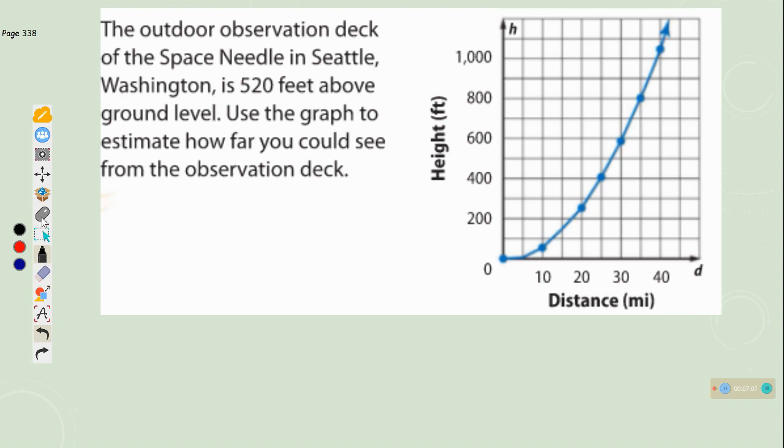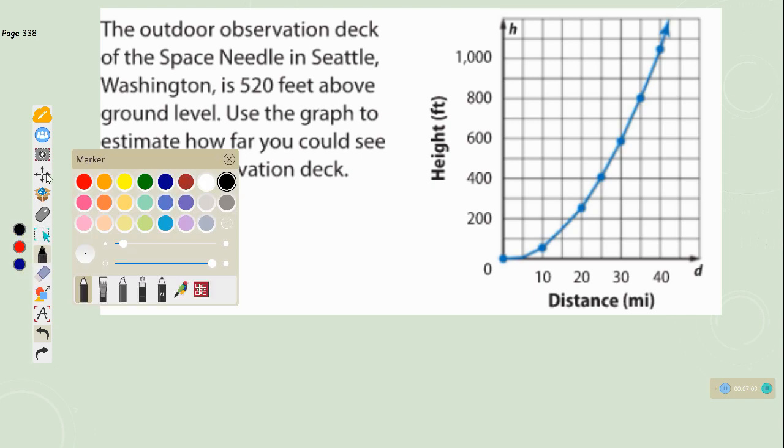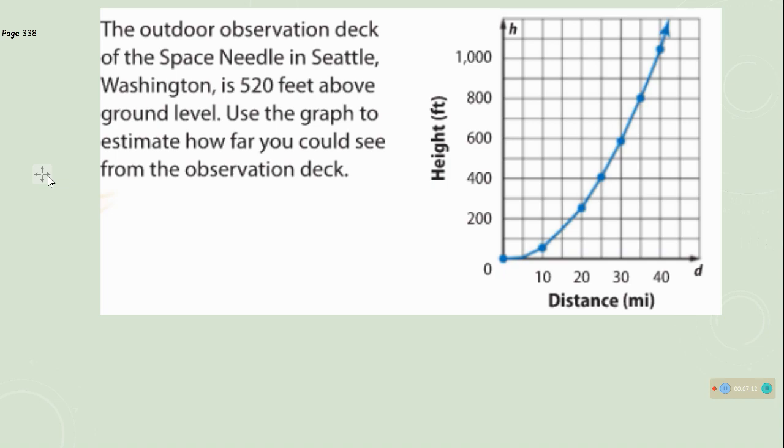So let's do another example. This one is on page 338. The outdoor observation deck of the Space Needle in Seattle, Washington is 520 feet above ground level. Use the graph to estimate how far you could see from the observation deck. So in this case, we're just going to look at the graph. We want to go to 520 feet. This is feet. So 2, 4, this would be 500 here. 520 would just be slightly above that line.